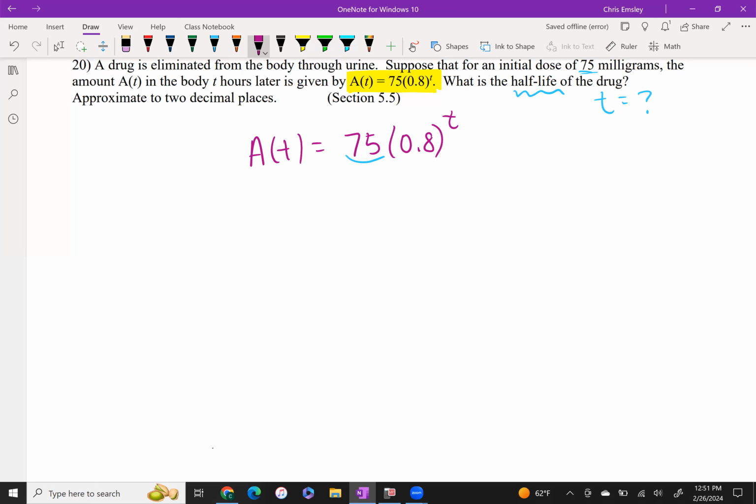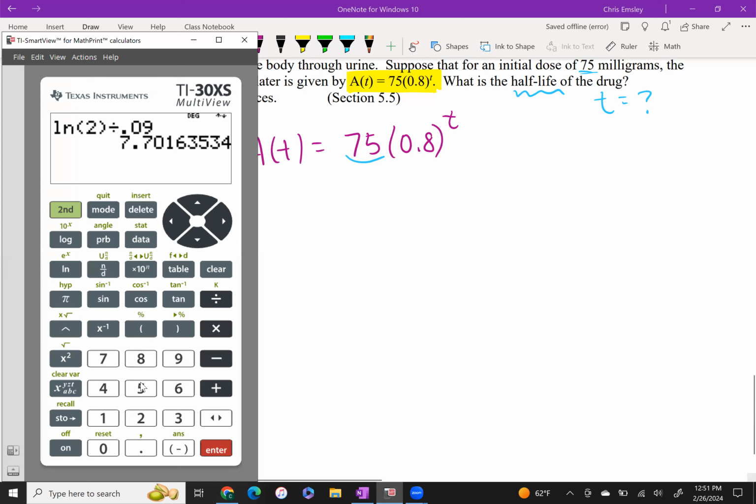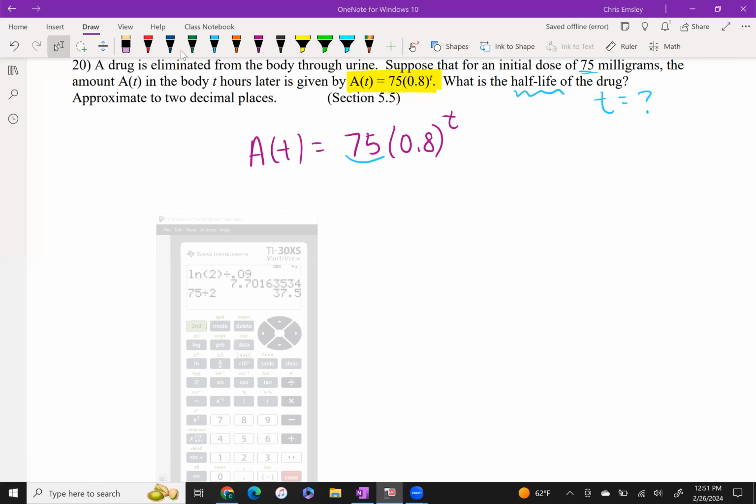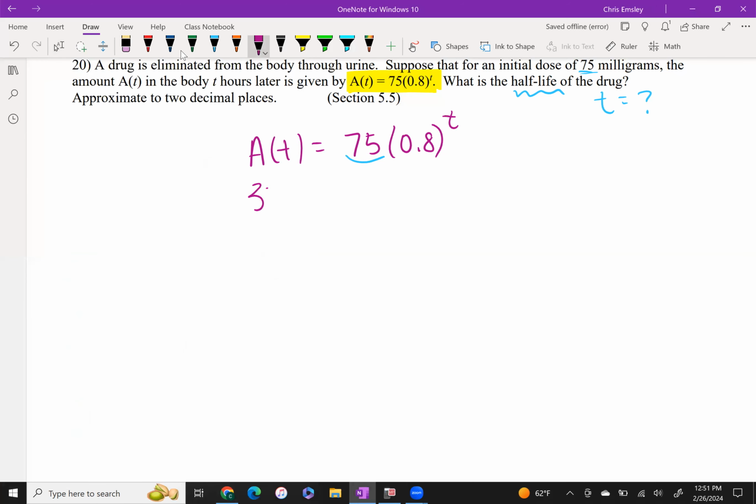So if we are asked to find the half-life, 75 divided by 2 is 37.5. So that's going to be our ending amount. When will, if we start with 75 milligrams, when will we have 37.5 milligrams left? Solving for t. It's going to be really similar solve to the previous example.